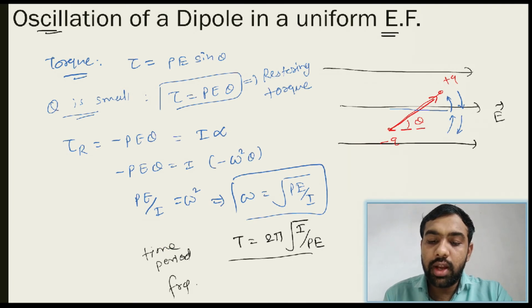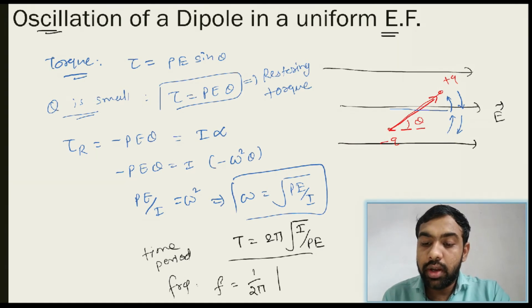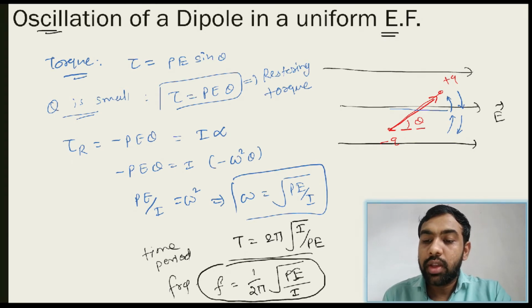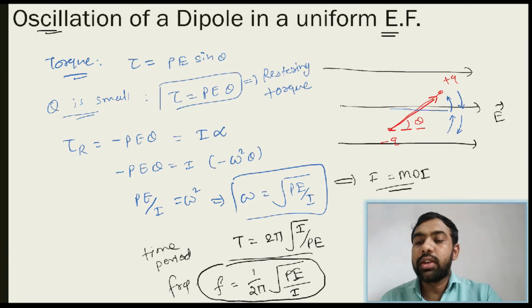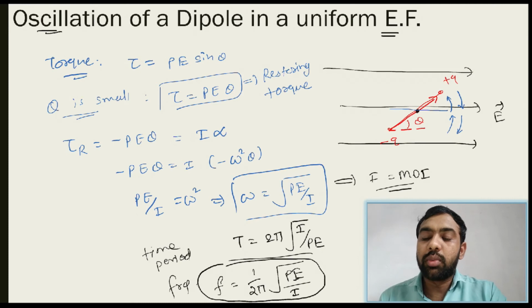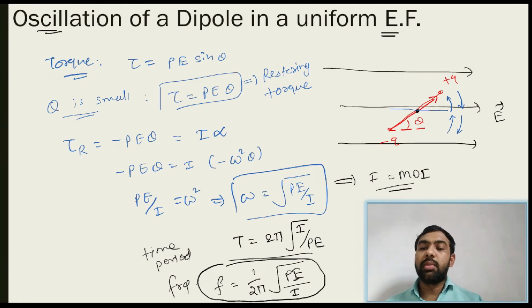Now if you want to find the frequency, it is equal to 1 upon T. So 1 upon T means what? 1 upon 2 pi under root p upon I, where I is the moment of inertia. Here I is equal to what? Moment of inertia about the center point. So in this way you get this answer. You remember all these equations 1, 2 and 3. Okay, so all of you guys note this, then after that we go to the next one.